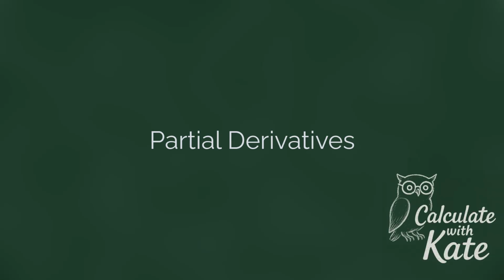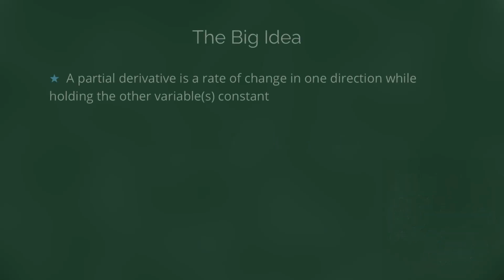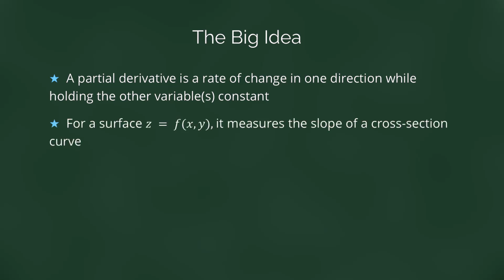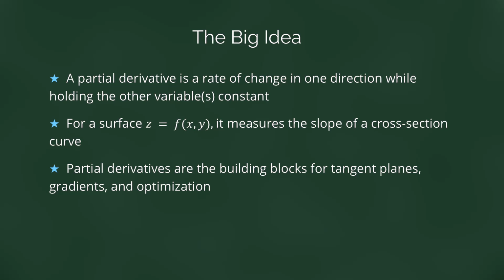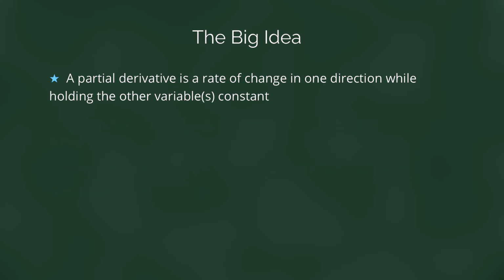We're going to build on the ideas of limits and continuity by now examining partial derivatives. Partial derivatives are going to measure rates of change specific to one of the two variables our function is defined on. A partial derivative then represents the rate of change in one direction while holding the other variable or variables constant. On a surface z equals f of x, y, the partial derivative measures the slope of a cross-section curve. We'll use these as building blocks for tangent planes, gradients, and optimization.